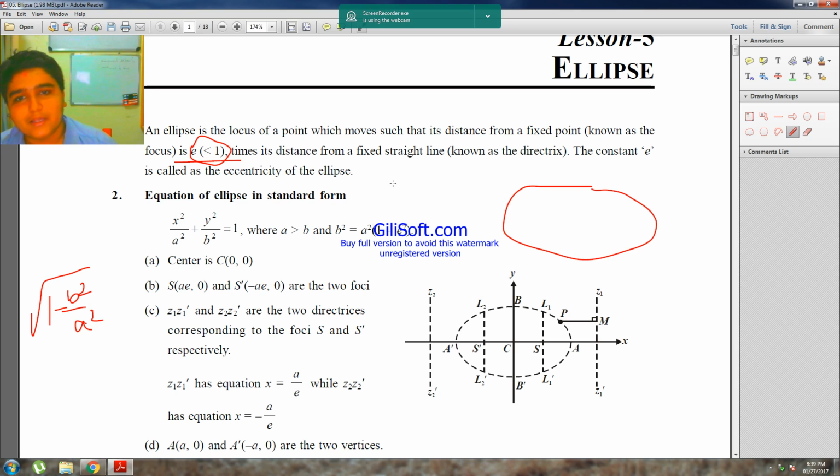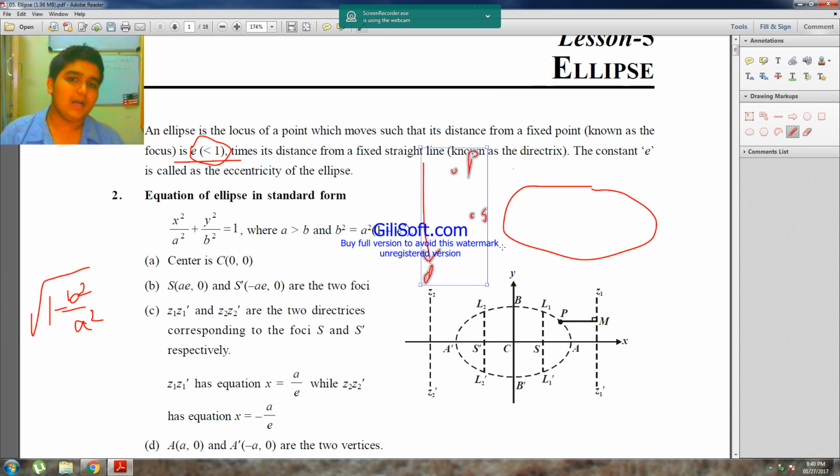So if you have a fixed line over here, and a fixed point, and a generative point P, with this point being the focus and this line being the directrix, then the ratio of the generative point's distance from the focus to its distance from the directrix is what our eccentricity is basically.